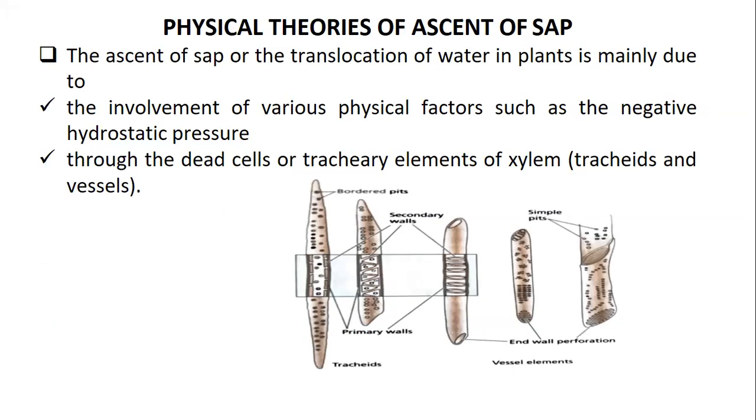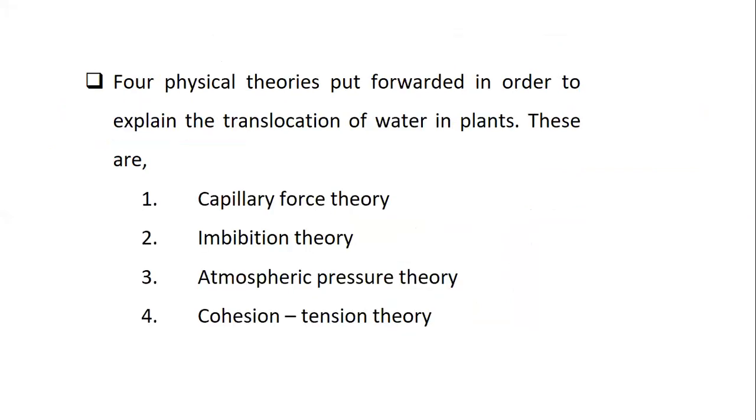According to physical theories of the ascent of sap, the dead cells like tracheids and vessels are involved in the ascent of sap, and also physical factors like negative hydrostatic pressure are involved in the translocation of water. Four important theories are there, namely capillary force theory, imbibition theory, atmospheric pressure theory, and cohesion tension theory. Among these four, in this session, we are going to discuss the first three, namely capillary force theory, imbibition theory, and atmospheric pressure theory.